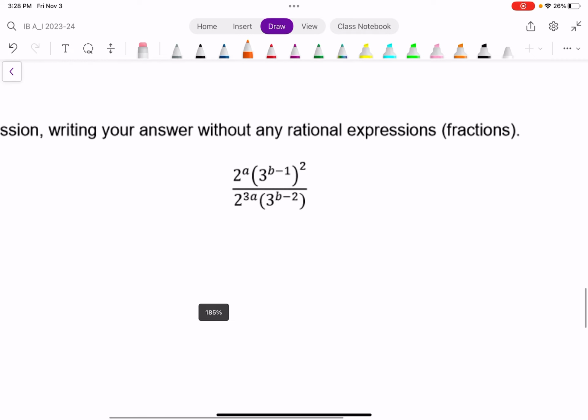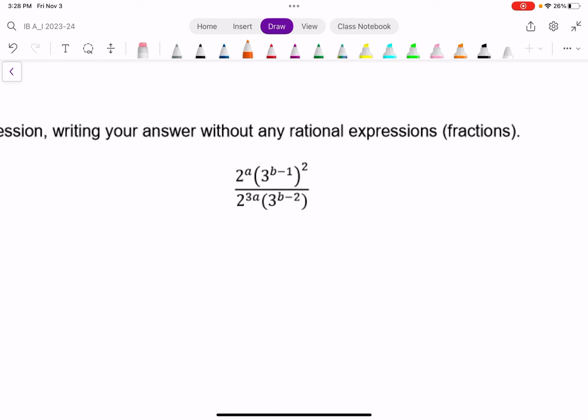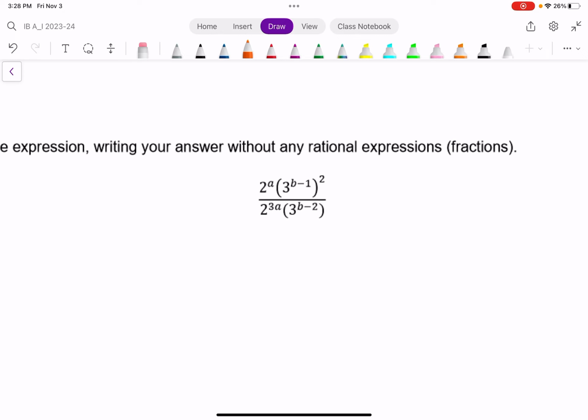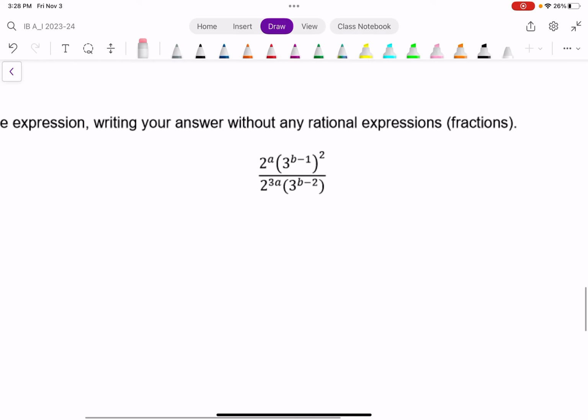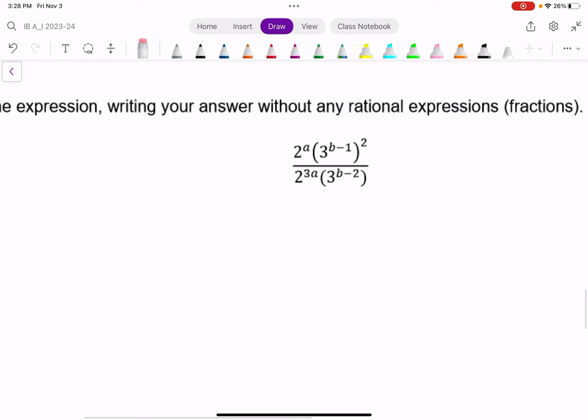Lastly, I have an expression here with exponents that have variables in them. And again, I want to simplify this as much as possible. This time, I want my answer to have no rational expressions, no fractions. So writing your answer without any rational expressions. So unlike before, I perhaps want to have negative exponents, because when you use negative exponents, you never actually have to deal with fractions. And so first, I have a base of 2 and I have bases of 3.